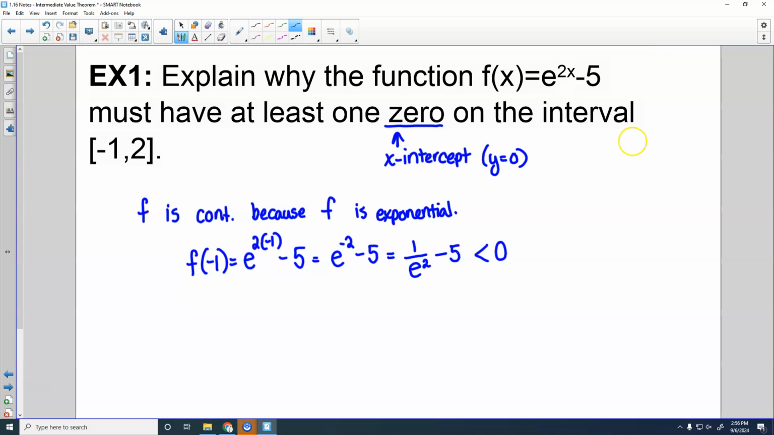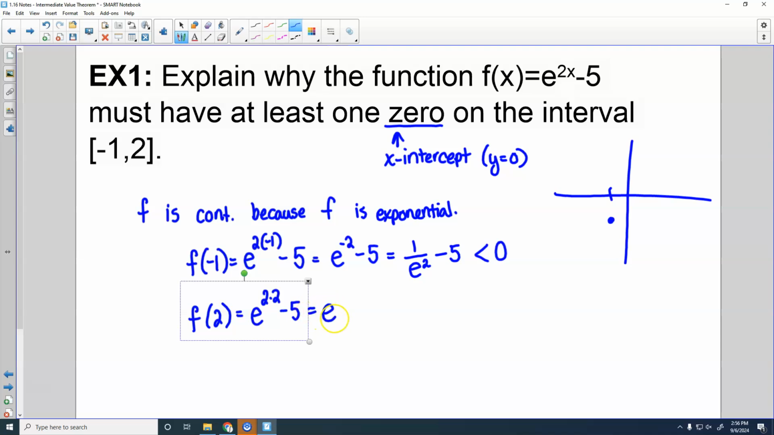I don't know exactly what it is, but I know on a graph I'm somewhere down here below the x-axis when I plug in -1. Then I want to plug in 2 to get the other endpoint. So this would give me e to the 2 times 2 minus 5, which is going to be e to the 4th minus 5. Again, I do not know what e to the 4th is without having my calculator available. It is 2.718 something to the 4th power.